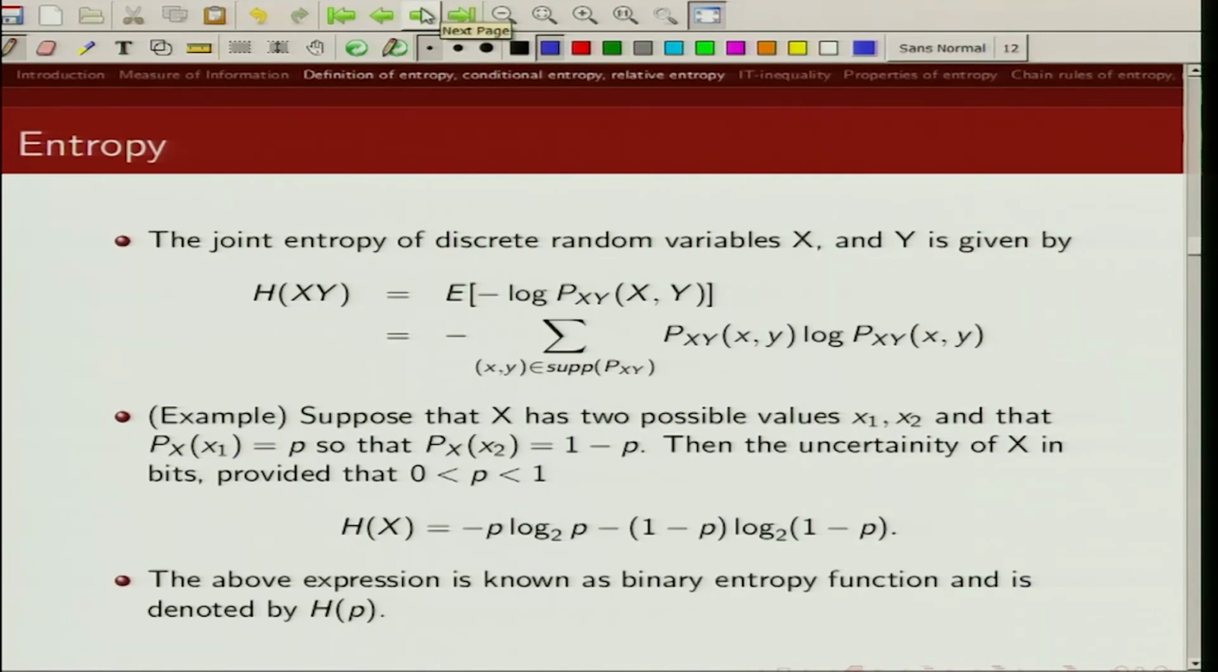Now this expression has a special name. It's called the binary entropy function, and it is denoted by h of p. In many books they use this small notation, small h of p. I am just avoiding the small notation to avoid confusion with differential entropy, which we will define when we talk about continuous random variables. So I am denoting the binary entropy function by capital H of p.